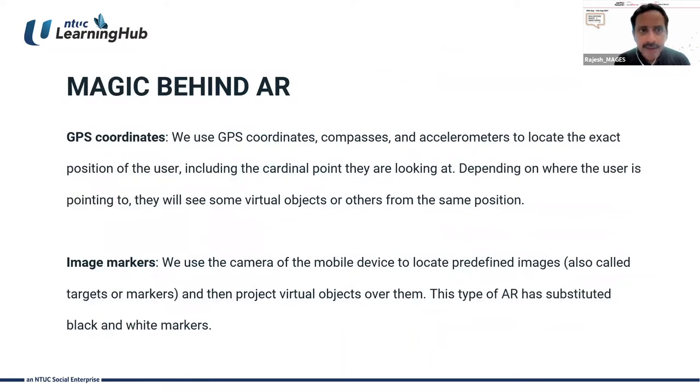There are a few very important things, just summarizing the magic behind AR. GPS coordinates: again, we can use web, we can use an app, and use location-based to augment certain information. Second type, we saw, based on what we have shown before, image markers. We use the mobile device to locate predefined images and augment that information, okay? And this is a replacement of QR codes because those are black and white markers.